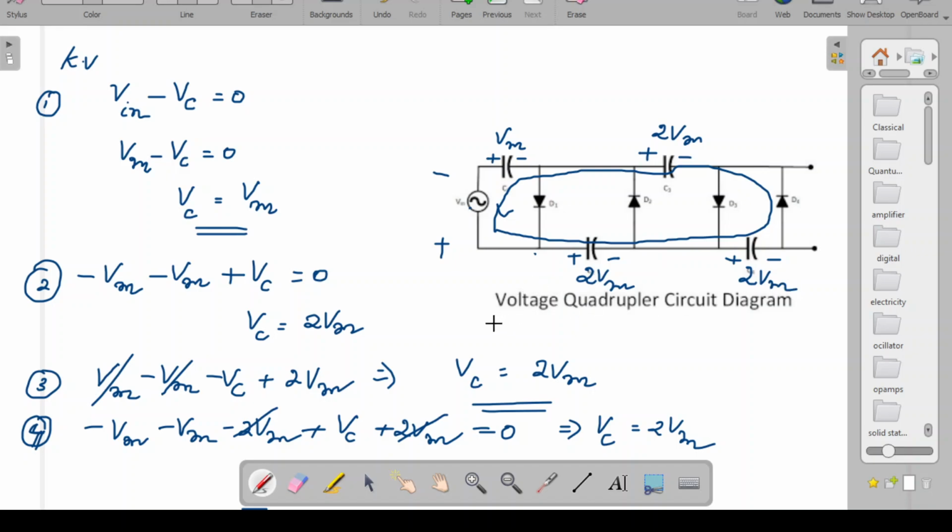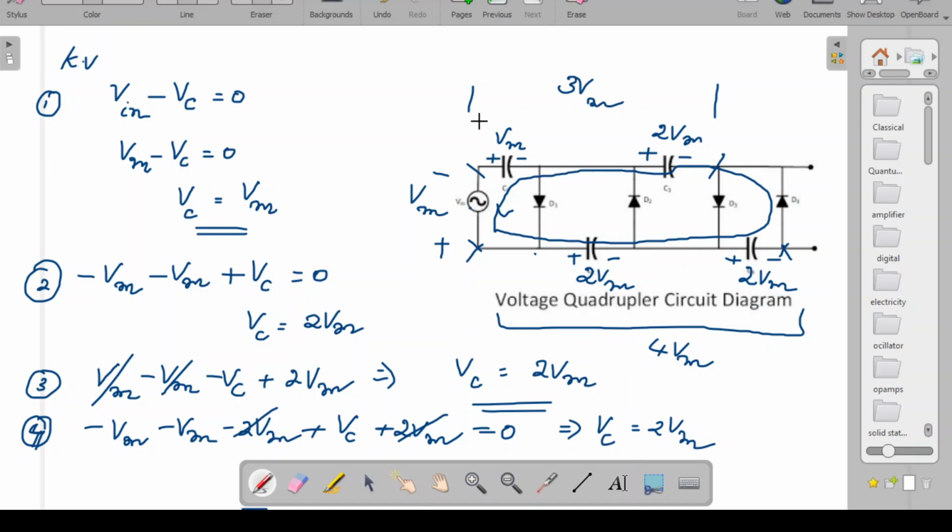Now you see, if you take the voltage across these two junctions, you will get a voltage equal to 2 Vm plus 2 Vm, and that is 4 Vm. So now you understood that it is a voltage quadrupler. If you take the voltage across these two junctions, and the input voltage maximum is Vm, the output you are going to get is 4 times Vm. Now if you take the voltage across these 2 points, you will get the voltage as Vm plus 2 Vm, and that is actually equal to 3 times Vm.